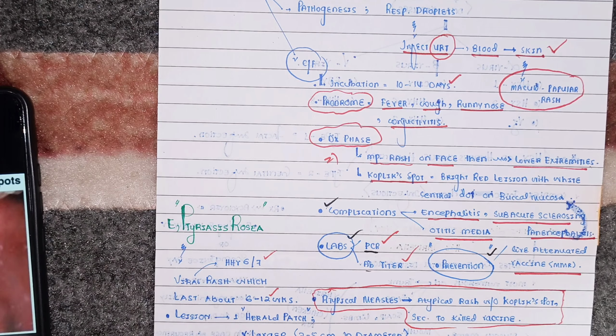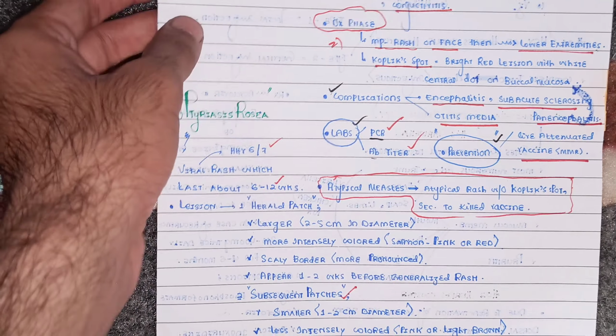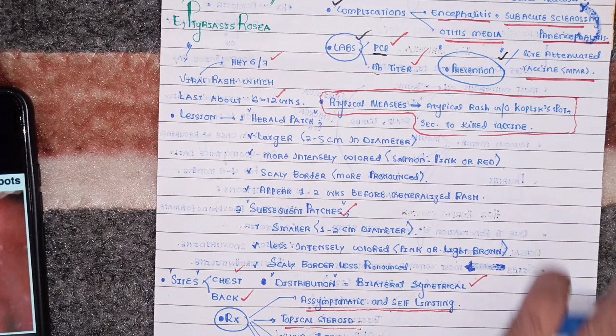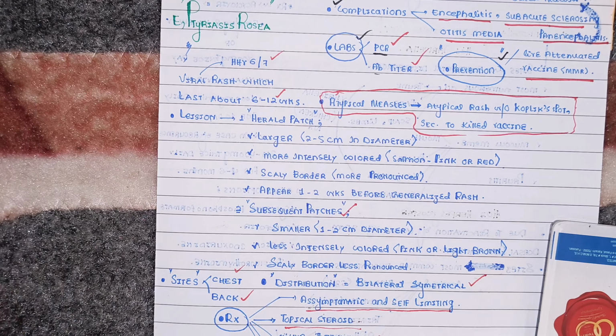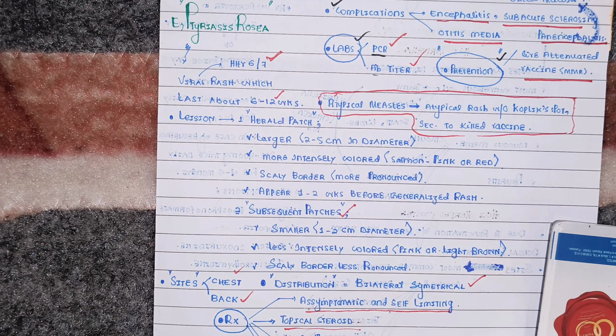After measles, beta, one last viral infection is pityriasis rosea. You call it rosea, you call it rosea, I like both. Pityriasis rosea is a viral infection of the skin caused by human herpes virus 6 and human herpes virus 7. And this infection lasts about 6 to 12 weeks.